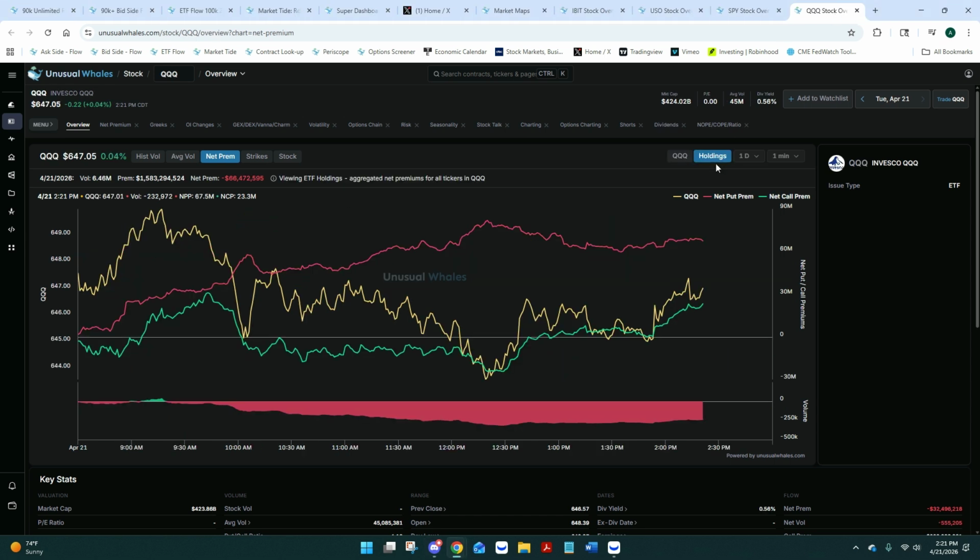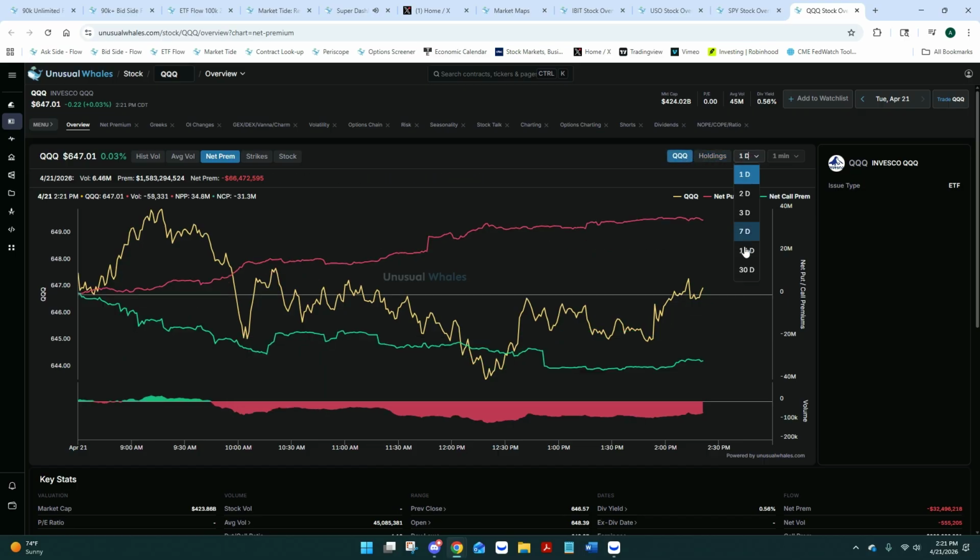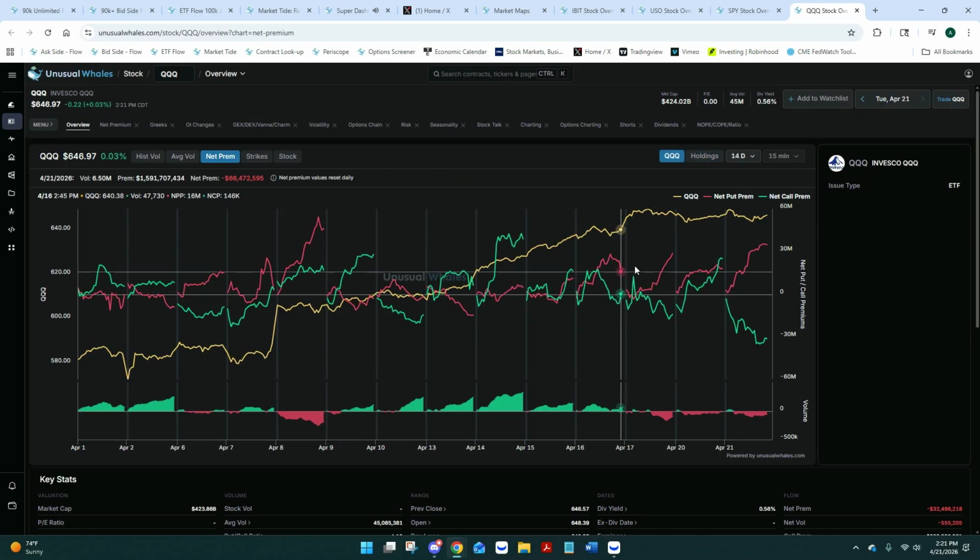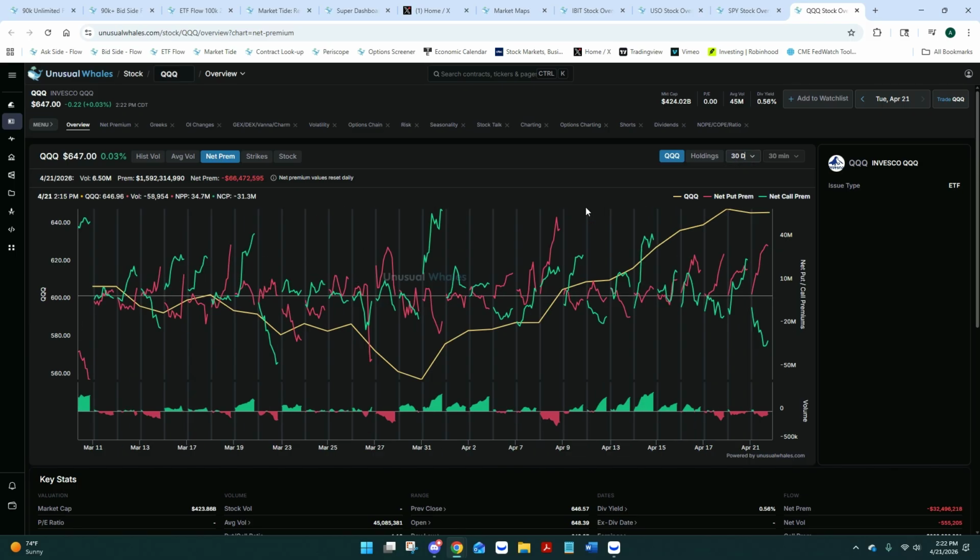So let's look at QQQ here. Let's switch this over. Today is something that catches my attention: a lot of net call, bid side call premium coming off the table. Looks like at least our biggest in the last 14 sessions. Let's do 30 sessions and look. Yeah, we haven't had this much bid side call premium since March 19th, and it looks like we fell a little bit there too.